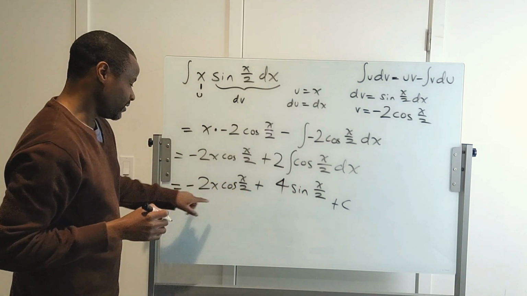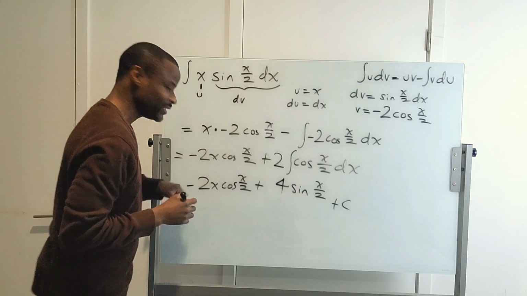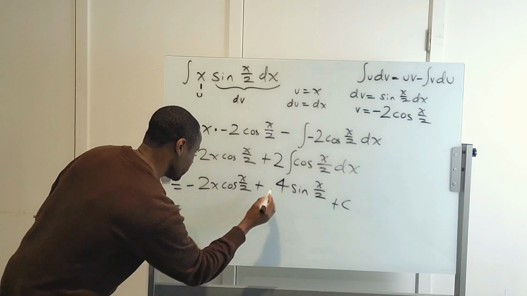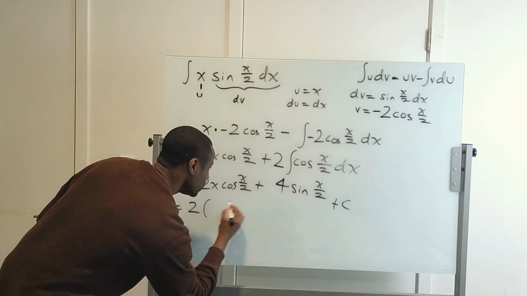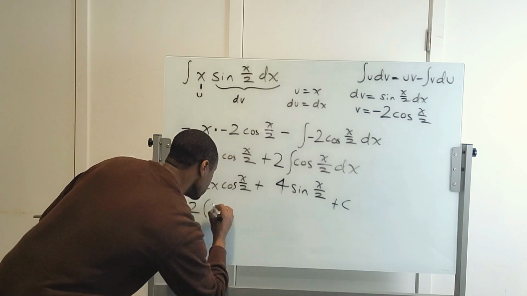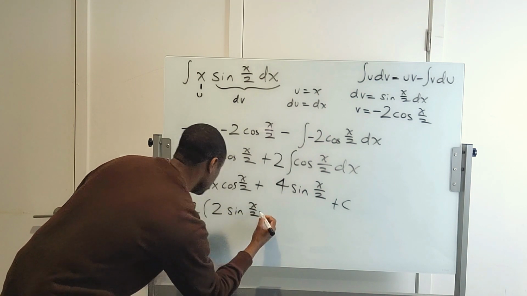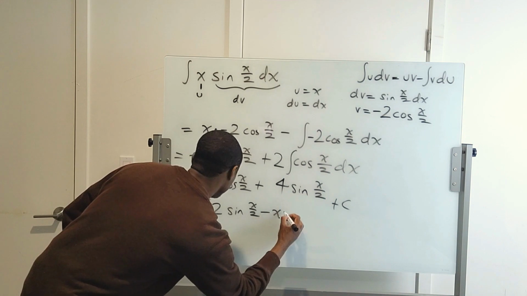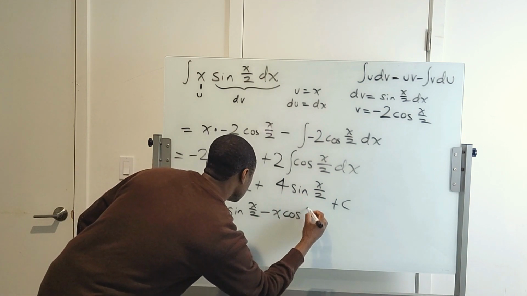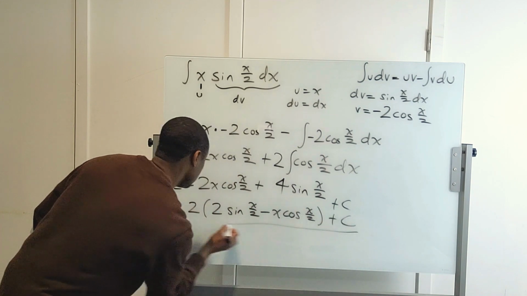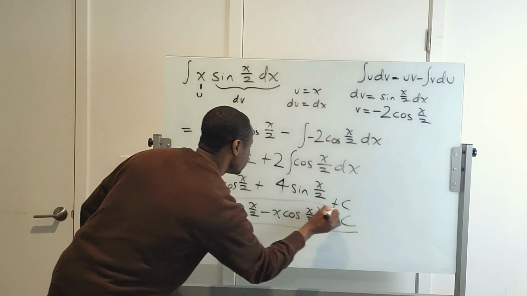Usually having a leading negative looks awkward, so I'm just going to factor out a 2. I'm going to start with the positive, so I have a 2 sine x over 2 here minus x cosine x over 2 plus c. And this is our final answer.